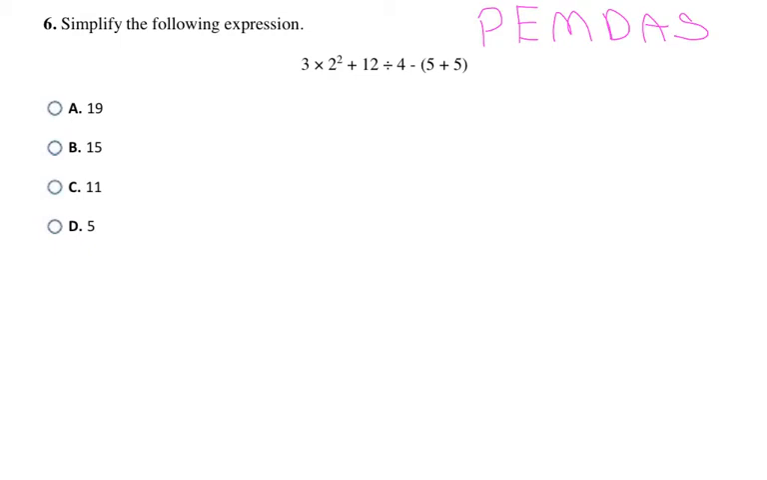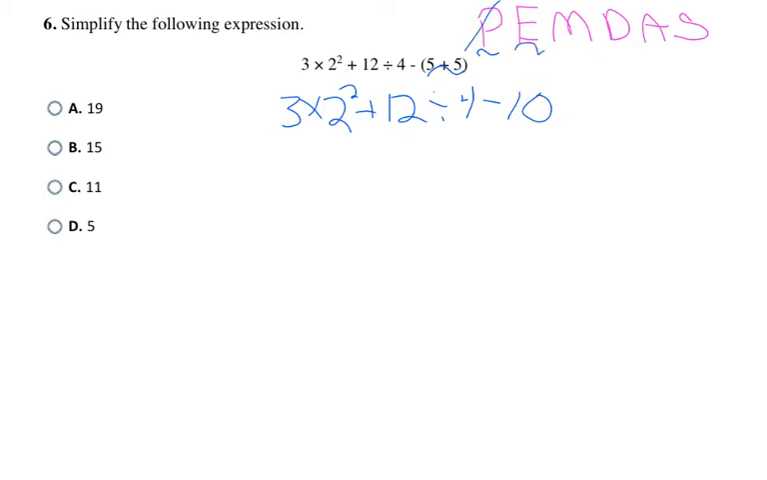So here I'm simplifying another expression, and I have my order of operations. So first I do parentheses. So here my parentheses says 5 plus 5, so that's going to be 10. So I'm going to copy down everything else: 3 times 2 squared plus 12 divided by 4 minus 10. So I don't have any more parentheses, so I'm done.